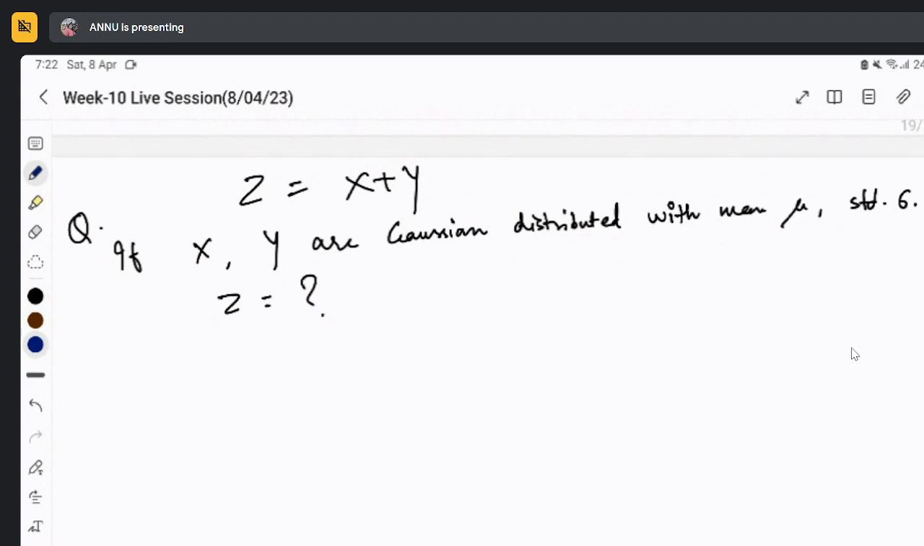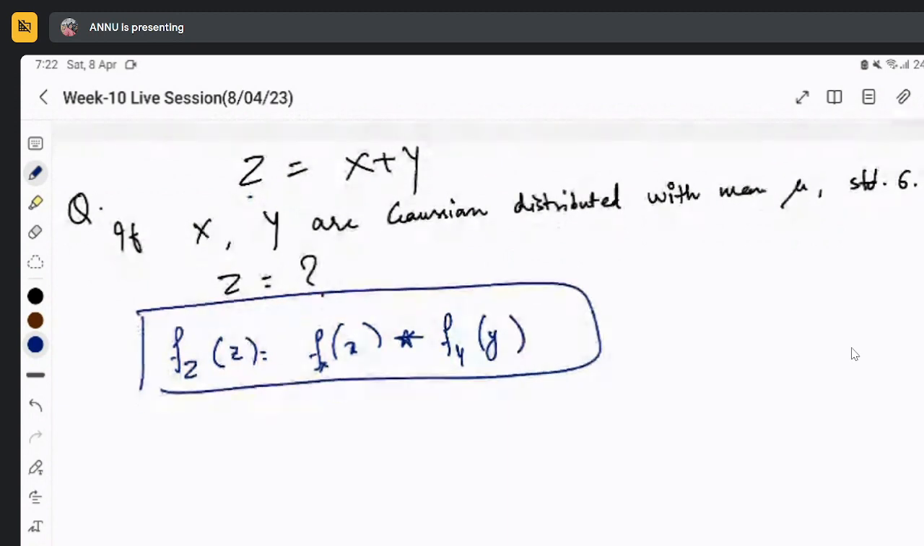So basically, if this is the case, then f of z, which is the PDF of z, is the convolution of the PDFs of x and y. So addition of variables becomes convolution in PDFs. It reminds me of signal processing, the Fourier transform: convolution in the time domain is multiplication in the frequency domain. It's similar.